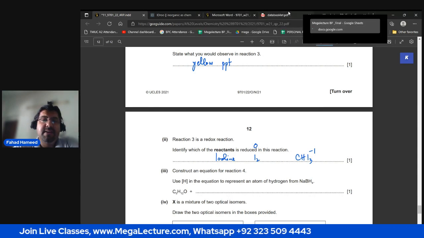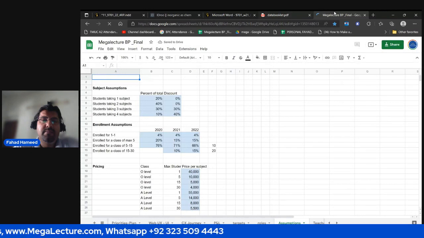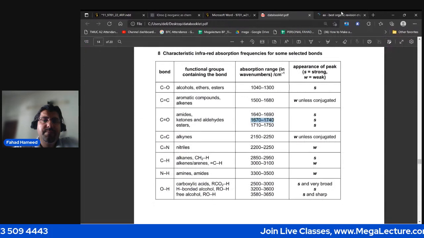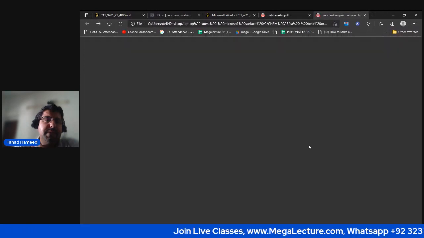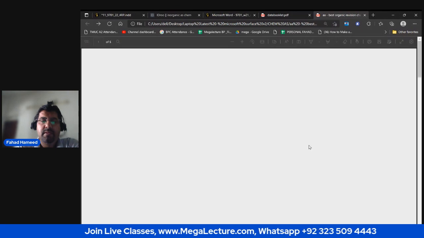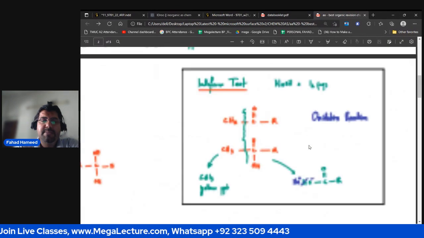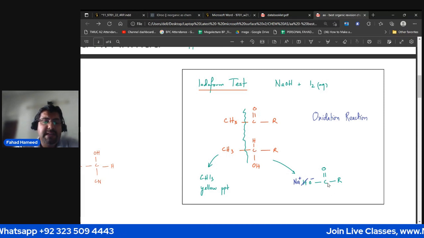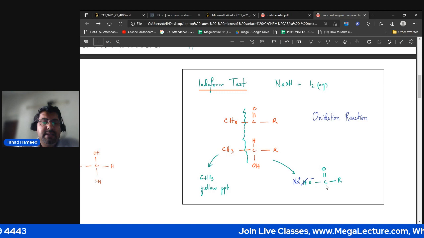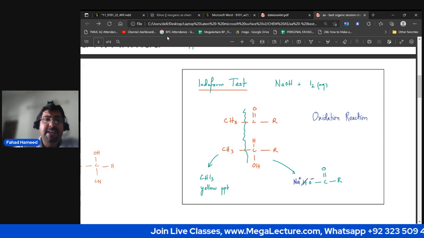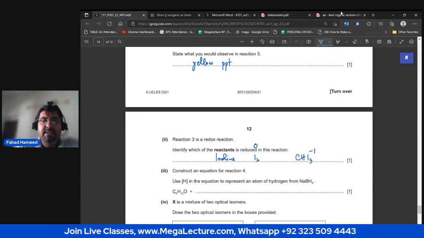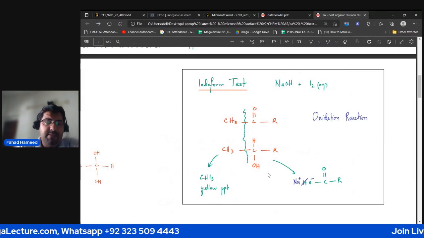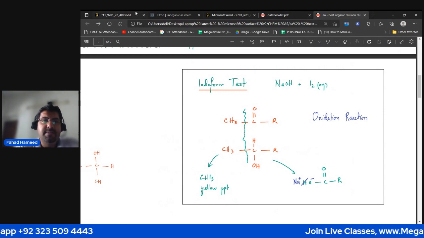Let me go back and have a look at this. I'll explain the oxidation part. This carbon over here turns into a carboxylic acid, basically C=O and OH. So this carbon is going to get oxidized. This is an oxidation reaction. It's written over here as well. For the carbon, this part is the reduction part.